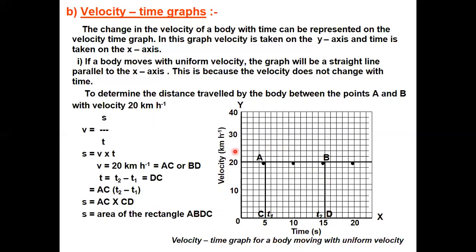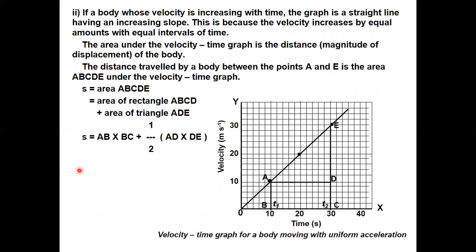Understood children? We have constructed the graph here. Along the x-axis we have taken time and along the y-axis we have taken velocity, and V equals S by T, so S equals V into T. That is, distance traveled equals V into T. Here V is 20 km per hour, that is AC or BD, and time is T2 minus T1, that is CD or DC. We get S equals AC into CD, that is S equals the area of the rectangle ABCD.